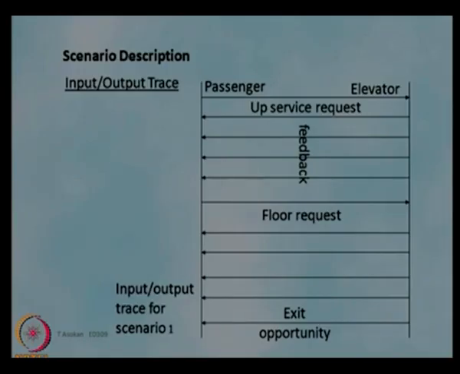Anyone going through this will understand the kind of interaction taking place between the system and its subsystems or the external systems. So, this is the input output trace for scenario 1, which we explained in the previous slide.